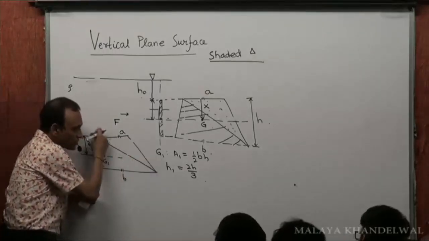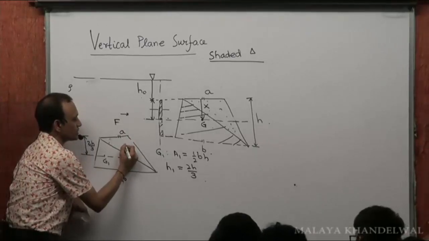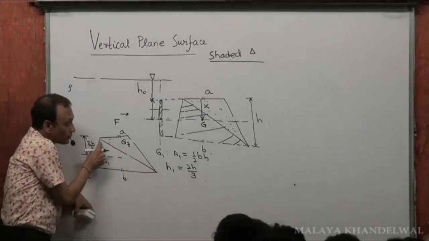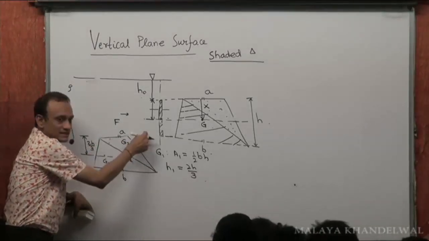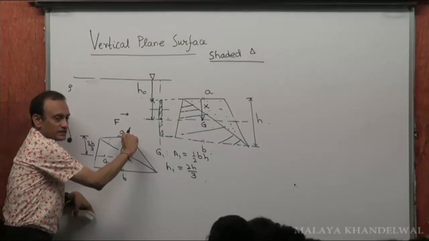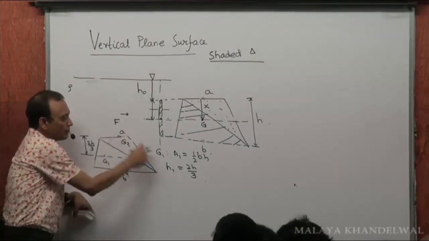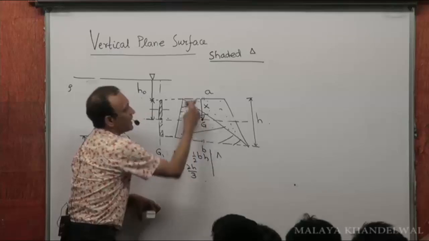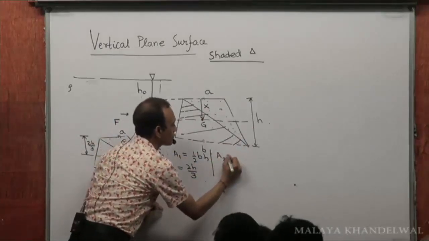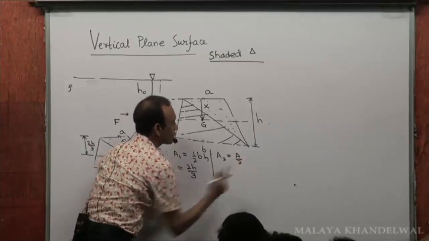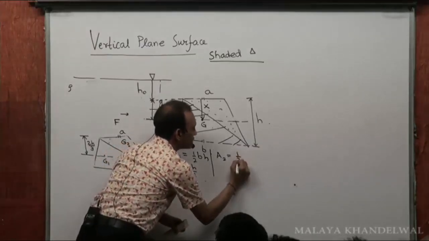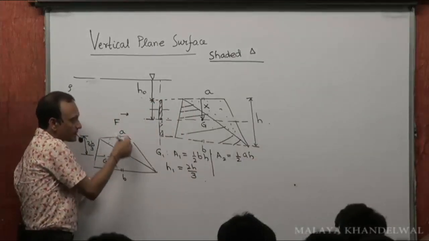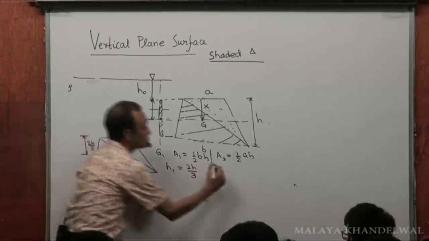Now, look at G2. The center of gravity of this triangle is at G2, say. Now, from the base, it's going to be h by 3 units. Its area is going to be half of A into H. This triangle has area half of A into H, right? And its H2 from A is going to be H by 3.